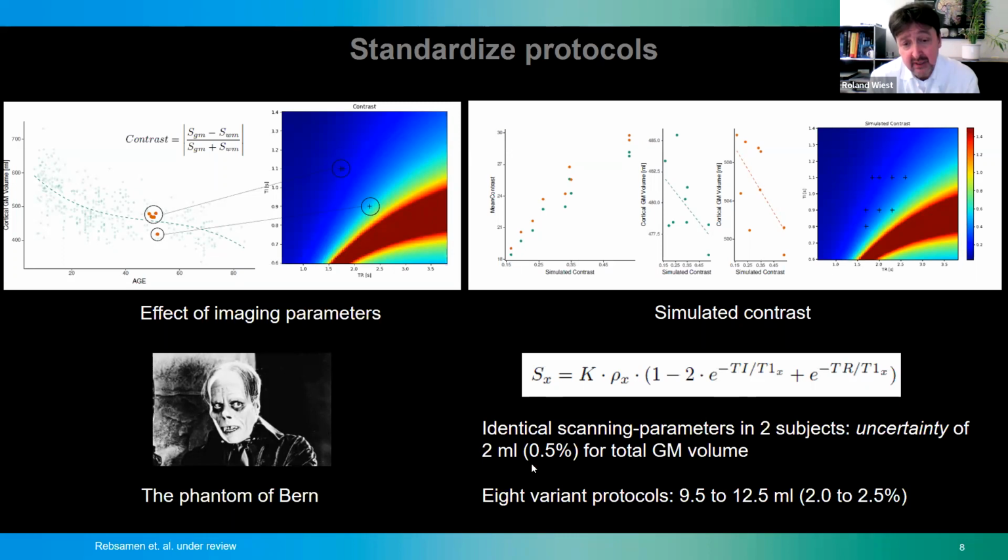So does it matter? And the answer is yes, because normally if you scan a patient on the same scanner, the test-retest reliability is very high. So it's roughly 0.5% for the gray matter volume. But if you change the protocols, then you end up in 2.5% changes, which is far beyond the measures that you would expect for normal aging.